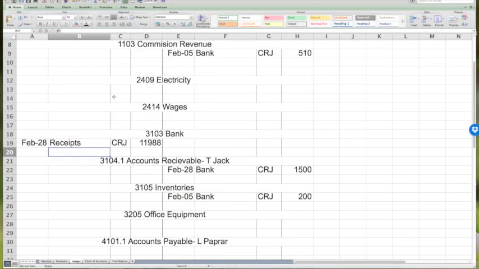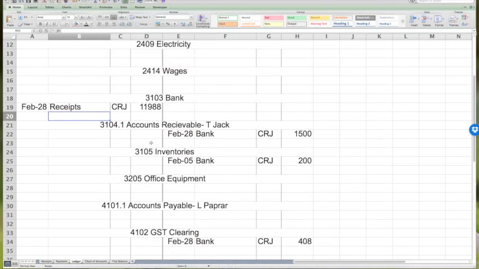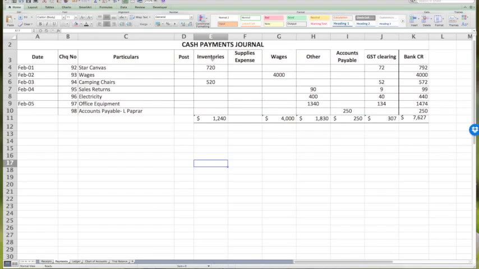Hop over into our ledger. Find our inventories account. We've already got one entry on the credit side. That's okay. We'll pop this one on the debit side. This is going to be at the end of the month, February 28th. Bank is going to be our reference, CRJ. And $1,240 was the amount. Okay, hop back into the cash payments journal, colour in that square.